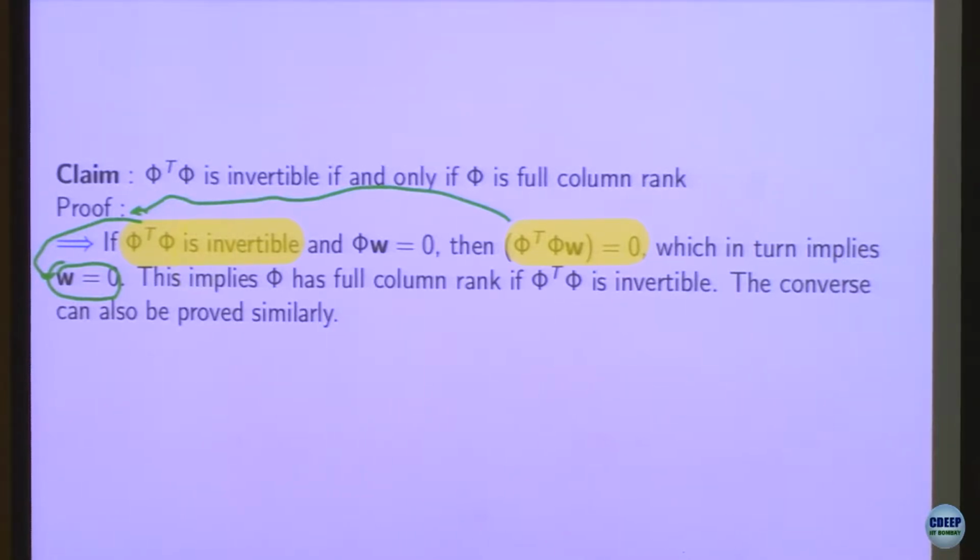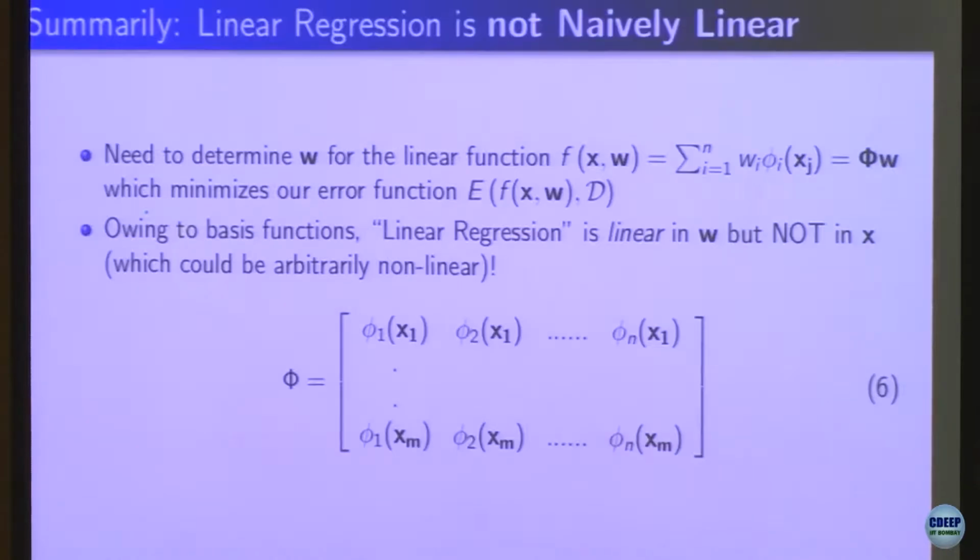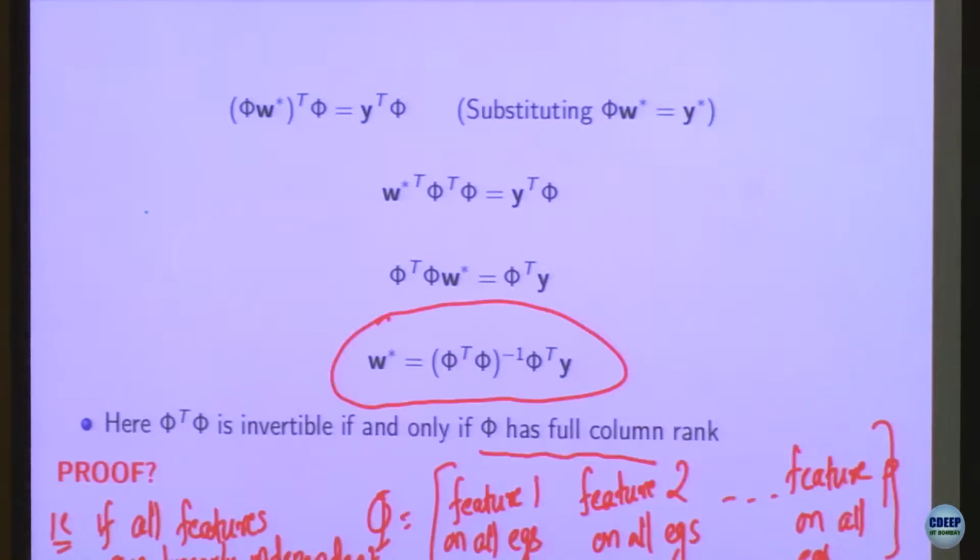So you've seen proofs both ways, right? Again, this is following from simple linear algebra. Probably you have done this before. So the summary is that if phi has linearly independent features, phi transpose phi is invertible, you can actually go ahead and solve for w star exactly.